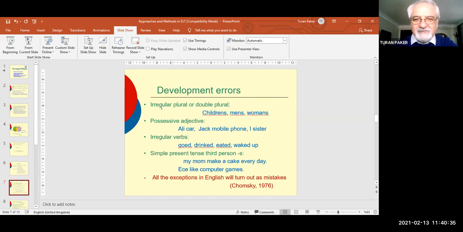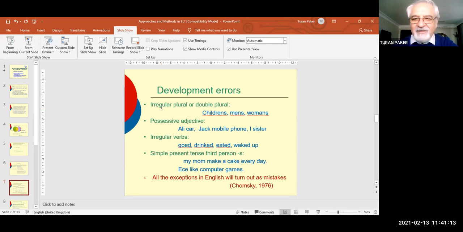And in developmental errors, we come across this kind of problem as well. So children hear in the classroom from their teacher that we have books, windows, teachers, students, everybody. Then why don't we say children's? And they have double plurals as well, like men's, women's. And we have possessive adjective problems with students, like Ali car rather than Ali's car, Jack mobile phone, I sister rather than my sister. And then they have a tendency to use regular verb endings with the irregular ones in English, like goed, drinked, eated it, waked up, etc.